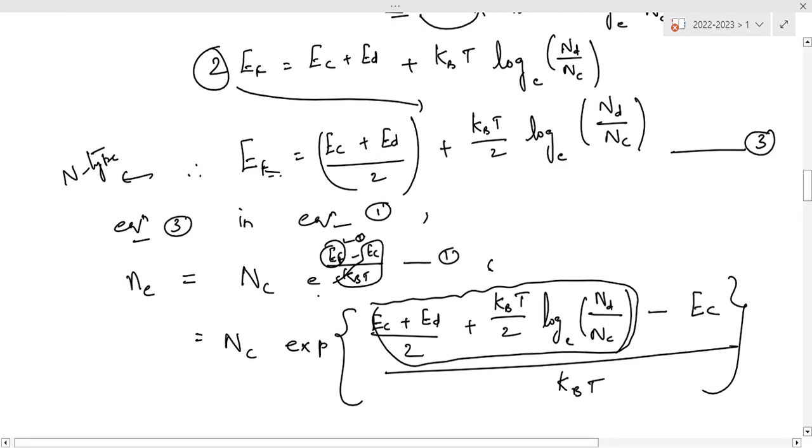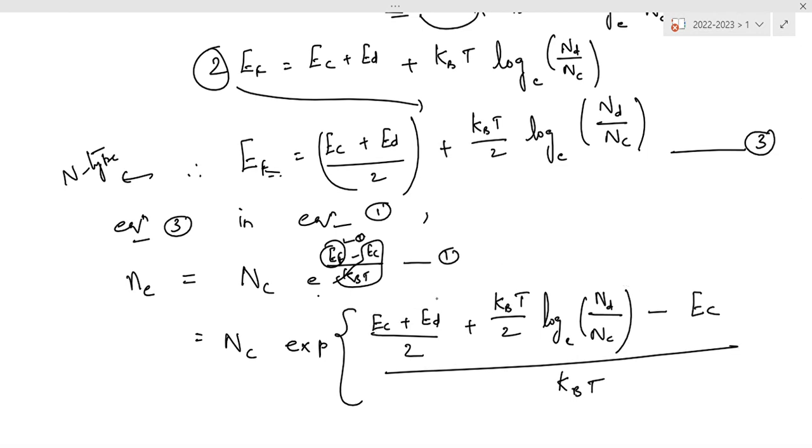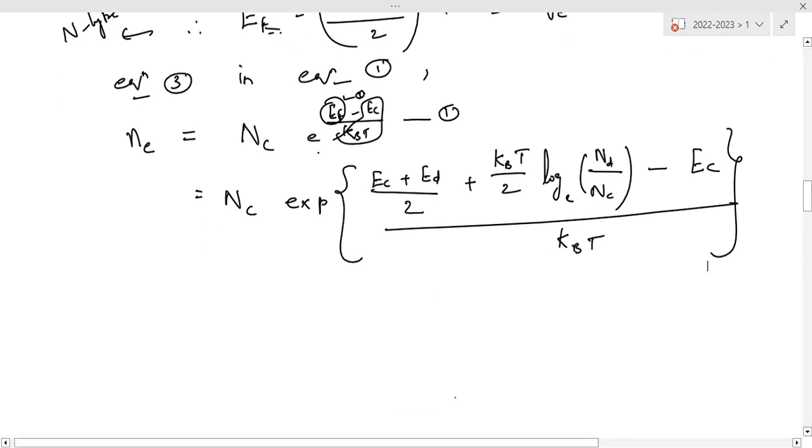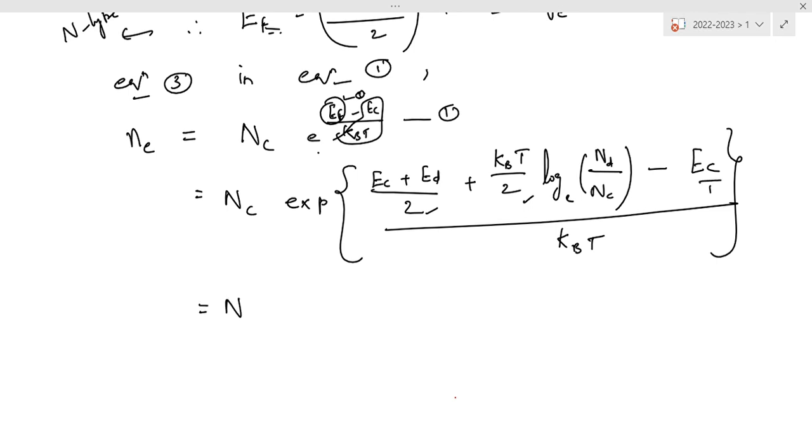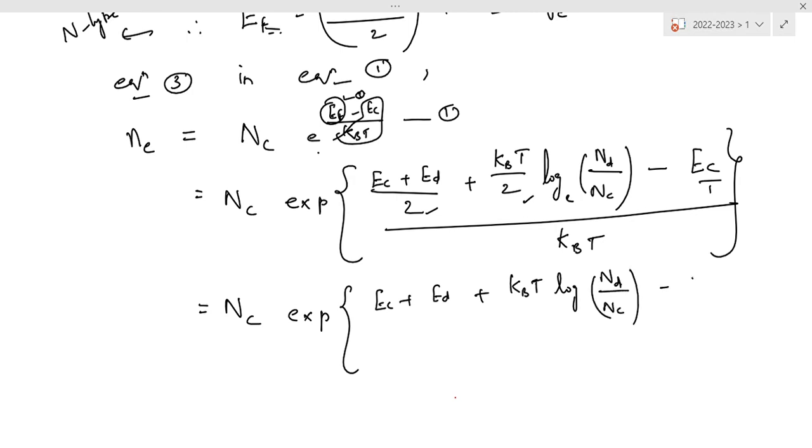Now I am going to take LCM here. Here we have 2, here we have only 1. Therefore taking LCM, Nc exp is (EC plus ED plus kBT log ND divided by NC minus 2 EC), then the whole divided by 2 kBT. So we have taken LCM here. So here we have 1 EC, here we have minus 2 EC. So minus EC I have.